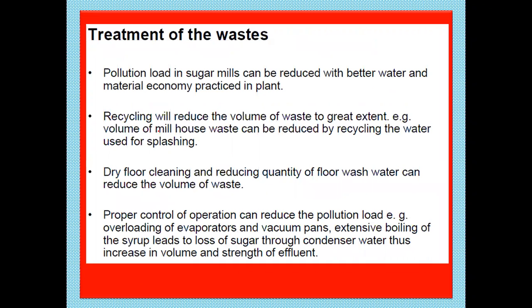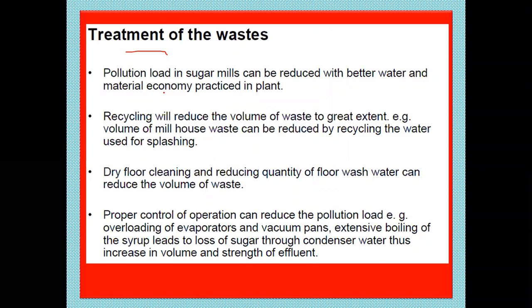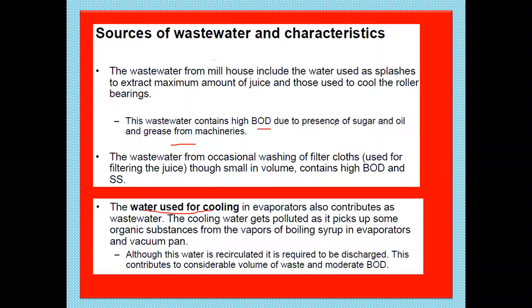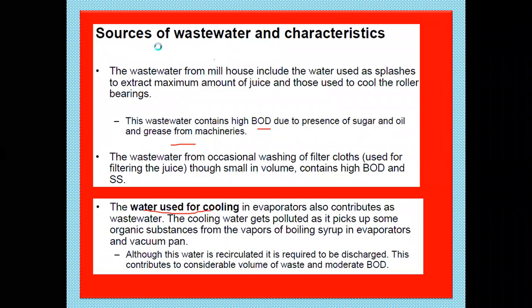Next, what is the treatment of the waste? Pollution load in sugar mills can be reduced with better water and material economy practiced in the plant. Recycle will reduce the volume of waste to a great extent. Where are we recycling from? If you see the line diagram, once the water is treated in aerobic and anaerobic treatment, this wastewater is discharged to the irrigation of sugarcane fields, or again it is recycled and reused in this process.